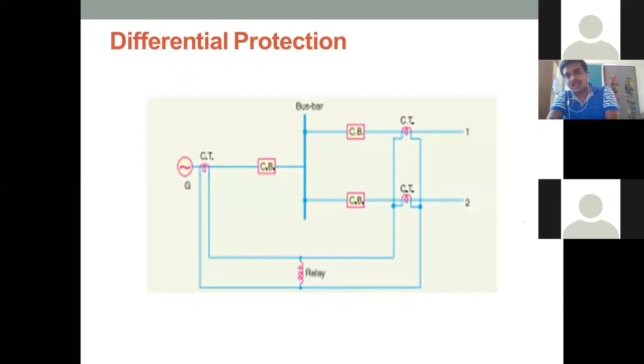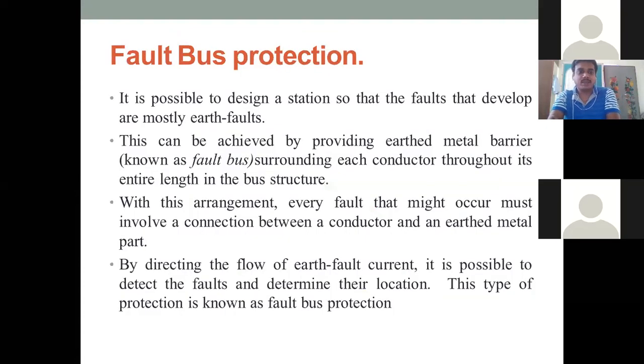When a fault occurs at feeder 1, this circuit breaker must open and the relay must operate. Or if a fault occurs at feeder 2, the other circuit breaker has to open. If these two are not functioning properly, this circuit breaker has to open. So this side is called primary protection and this side is called backup protection. That is what they have explained here.